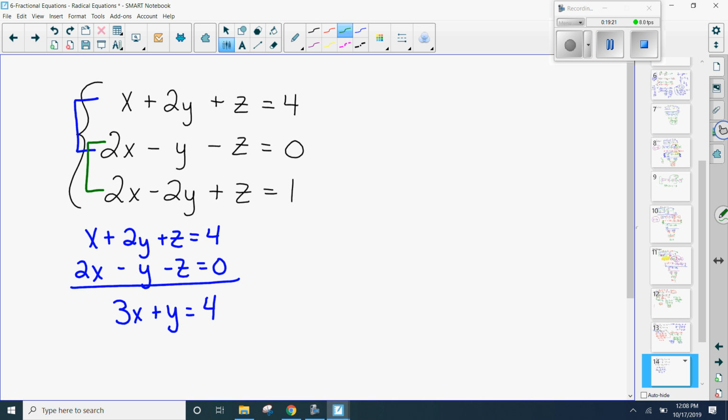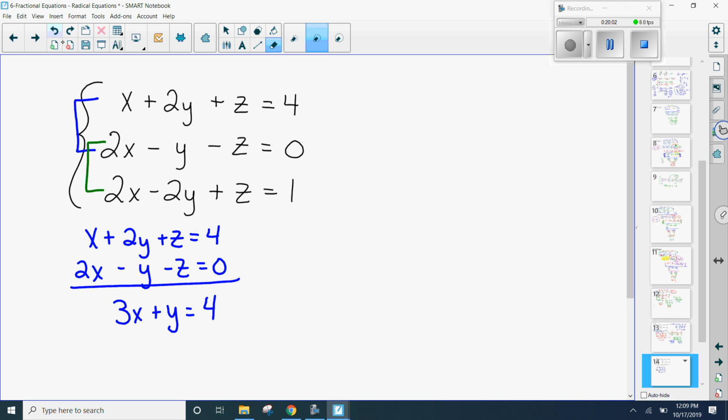Now, if they did not cancel, I want to point something out. If I had a 2 right there and a 2 here or something, you might see, oh, it looks like the y's are going to cancel. But if you do that, you're going to get an equation that's x and z, and that's not going to help you between those two, because the x's won't cancel. So you want to make sure that when you pick your next two equations, you want to eliminate the same variable.